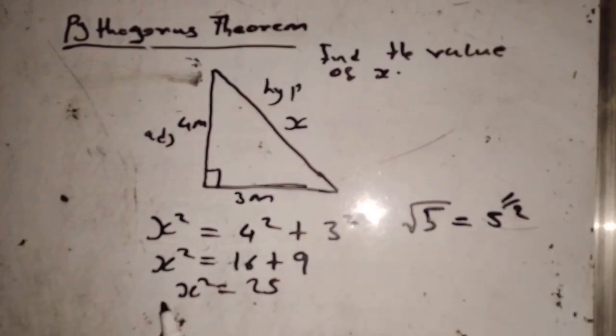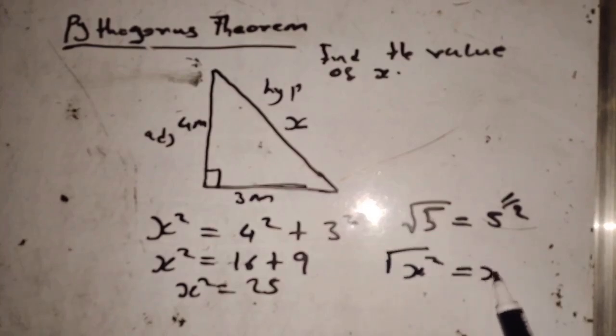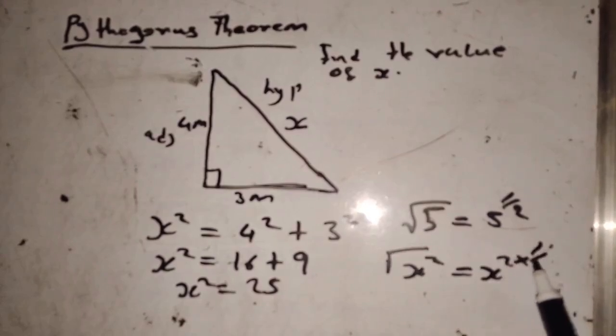So where we have x squared, when we introduce the square root here, this is the same as writing x squared to the power 1 over 2. So these two powers cancel, and we remain with x. That's how we can make x the subject of the formula.